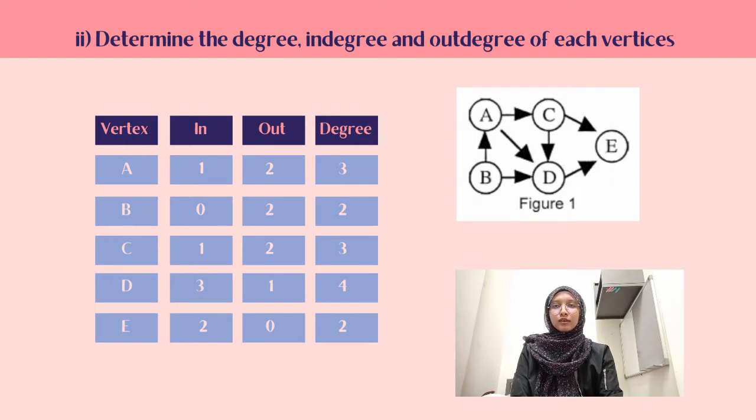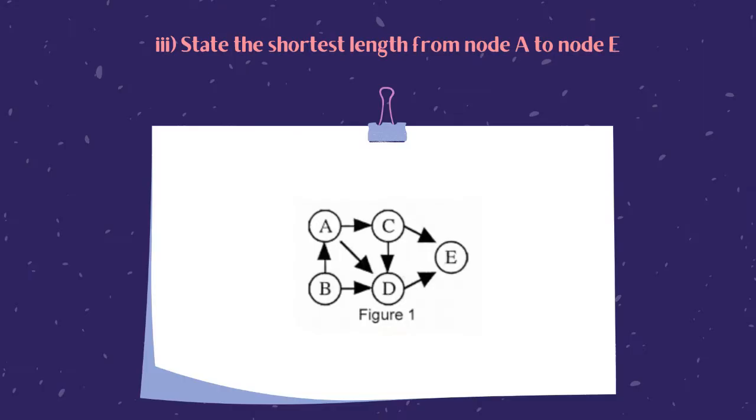So next, question 3. For question 3, state the shortest length from node A to node E. Let's take a look at the directed graph from figure 1. Take your time to figure out the answer to this question. Okay, so I will show you how to get the answer.